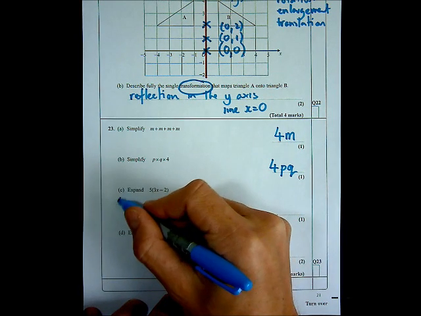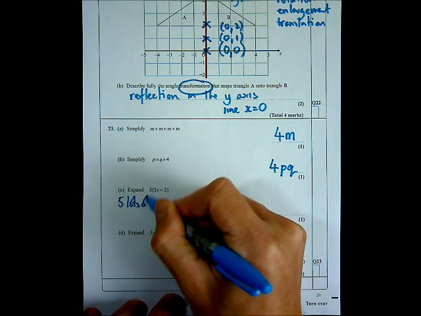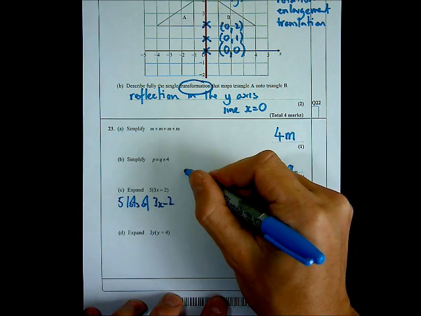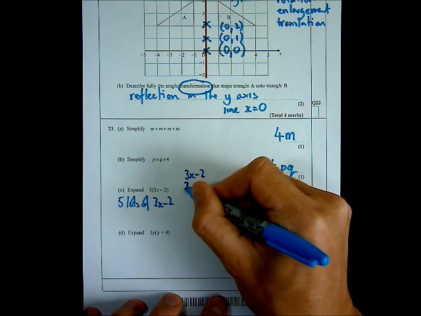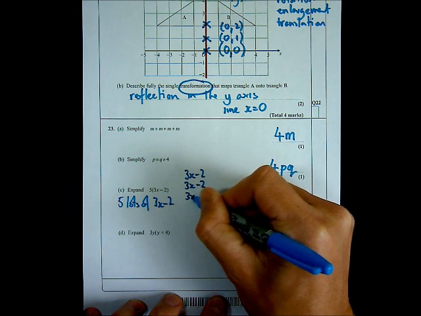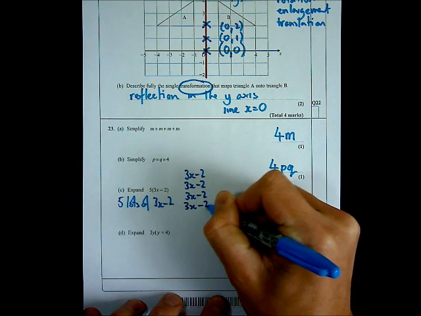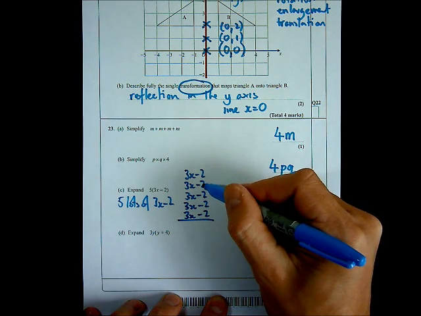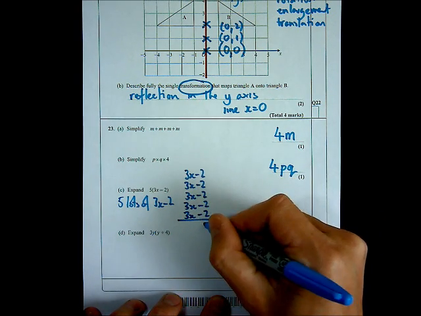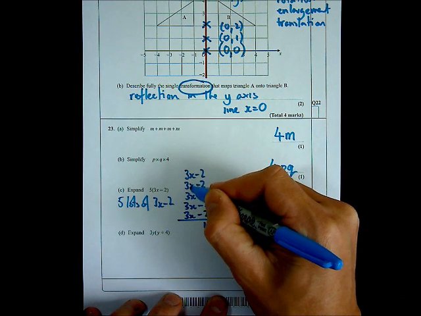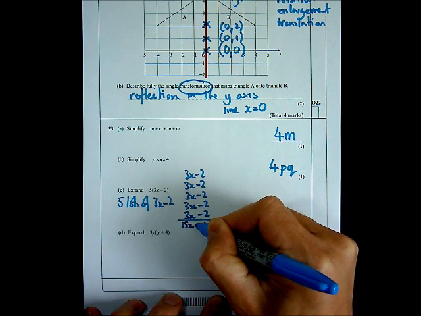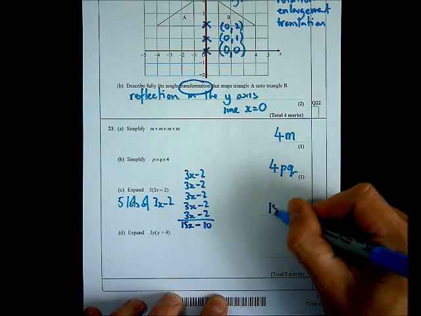And this means 5 lots of 3x minus 2. So I've got a couple of ways of doing that. The first, the most long-winded, is to actually write it out 5 times. And I can see from that I've got 2, 4, 6, 8, 10, 3x, 6x, 9x, 12x, 15x. And it must be a takeaway in the middle. So that's my answer, 15x minus 10.